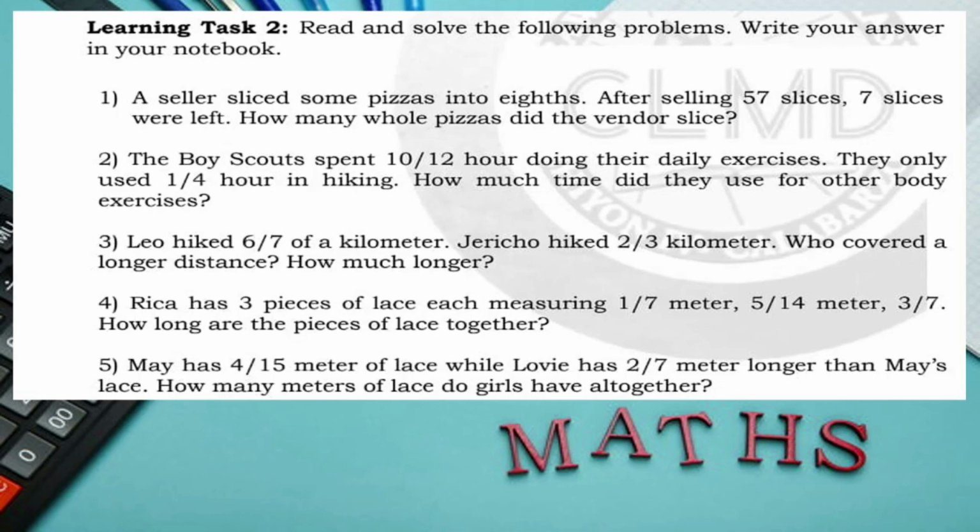Then, number 4, Rika has 3 pieces of lace, each measuring 1/7 meter, 5/14 meter, and 3/7. How long are the pieces of the lace together? So, number 4, you're going to add. Then, number 5, May has 4/15 meter of lace, while Lovie has 2/7 meter longer than May's lace. How many meter of lace do girls have altogether? So, since may altogether na naman na word clue, that is also an addition.